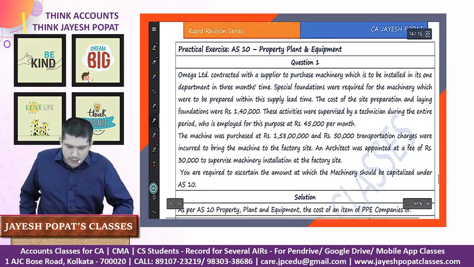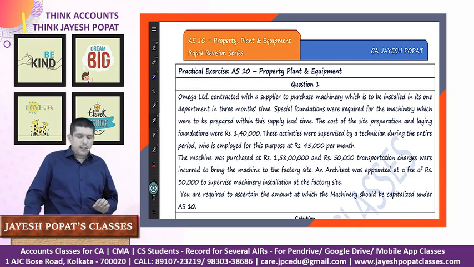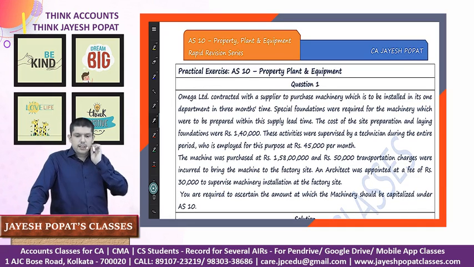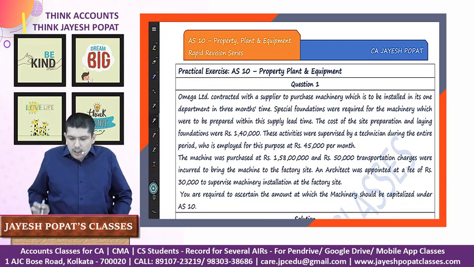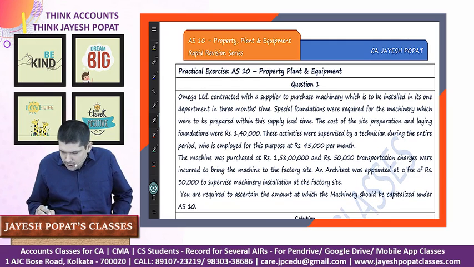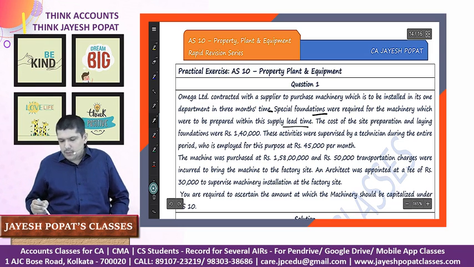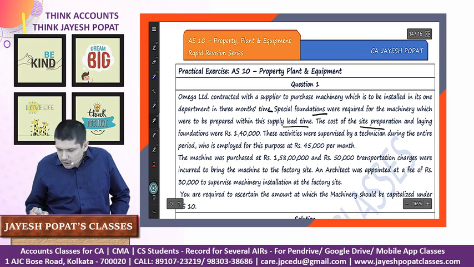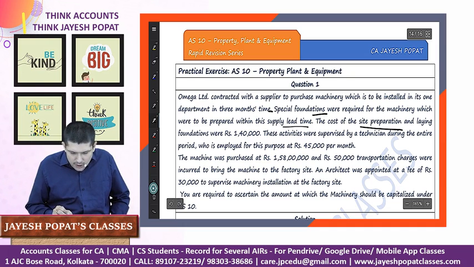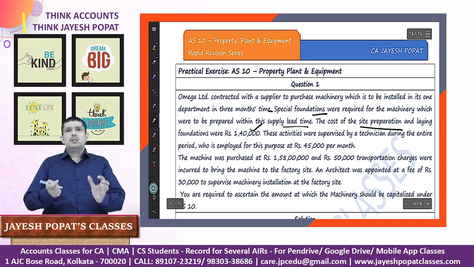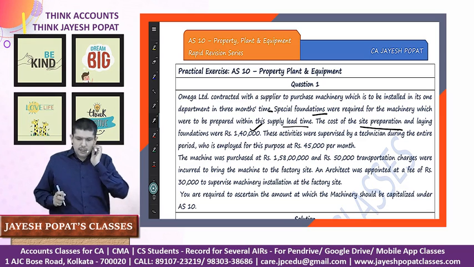We'll move on to certain very important practical questions in relation to them, right? Let's read question number 1. It says Omega Limited contracted with a supplier to purchase machinery which is to be installed in one of its departments in 3 months' time. Special foundations were required for the machine which were to be prepared within its supply lead time, meaning which is to be constructed within 3 months. The cost of the site and laying the foundation is 140. So this 140 is the cost because it is necessary to install the machinery.